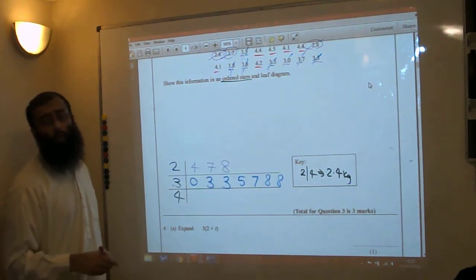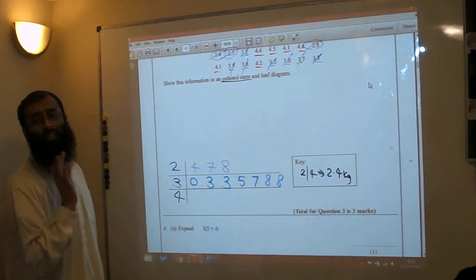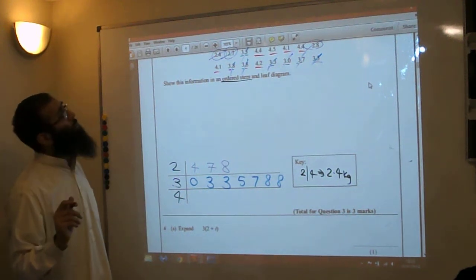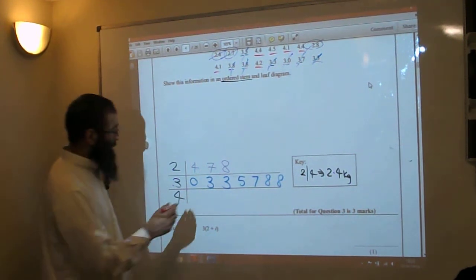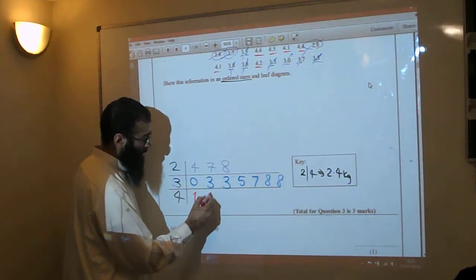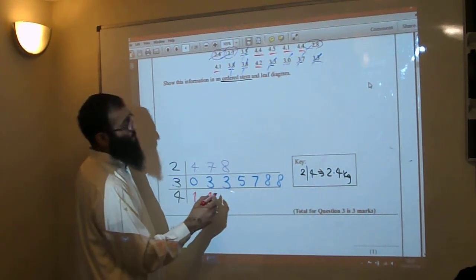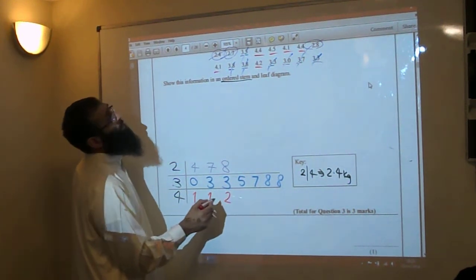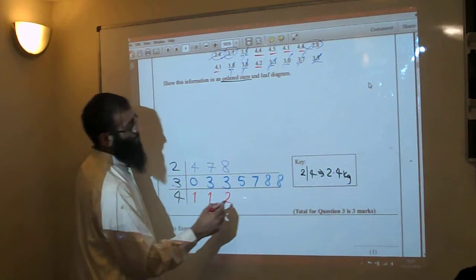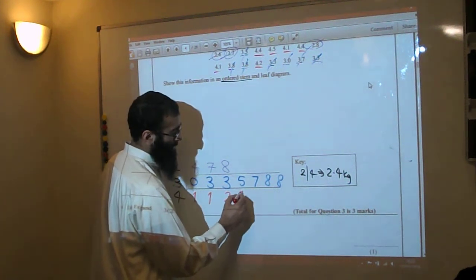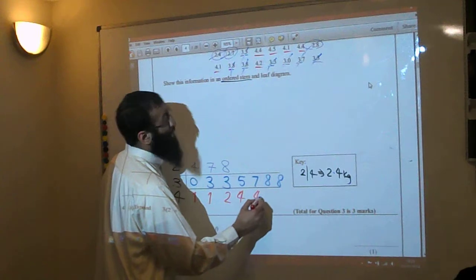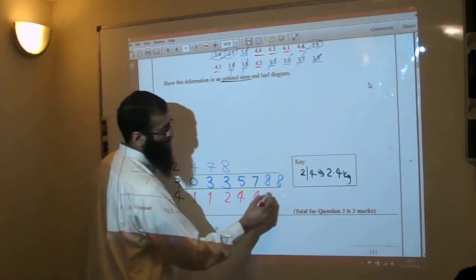So, Afira, which one shall I start with? Which is the smallest 4 value? 4.1. And then how many of those do we have? 2 of them. And then we go on to 4.2. And that's one of them. Then 4.4. How many of them? 2. And then the last one is 4.5.